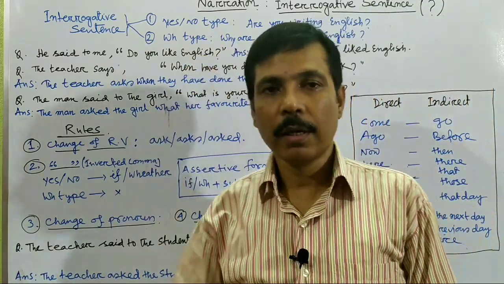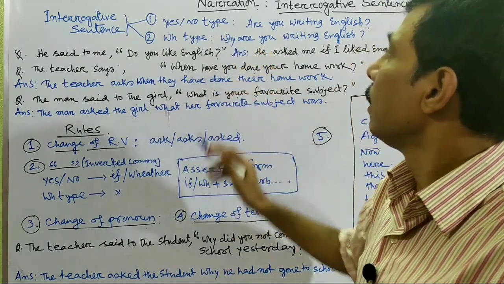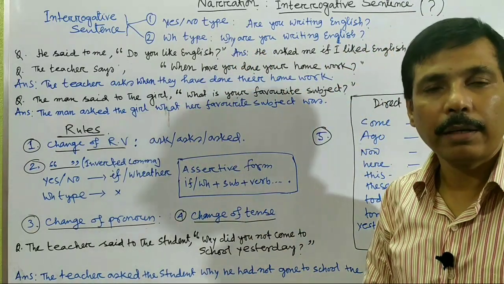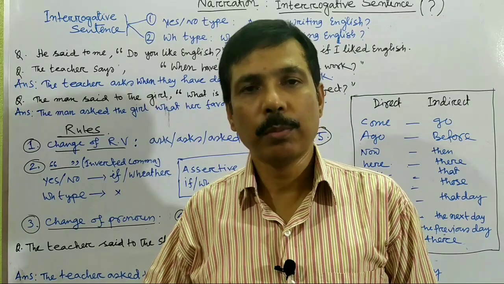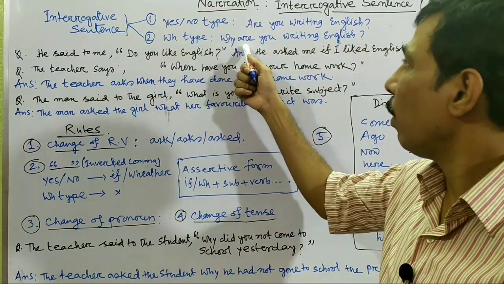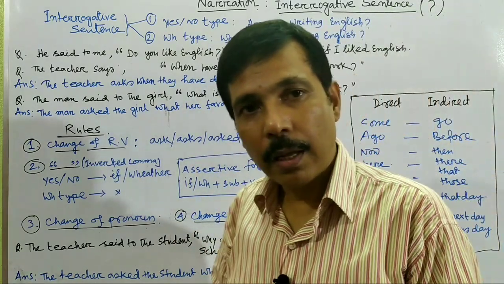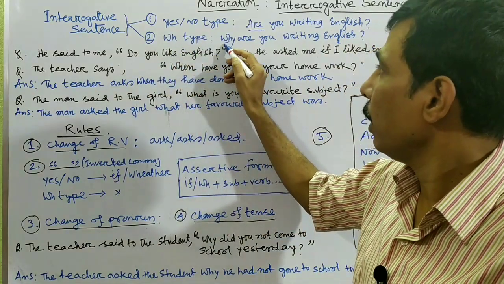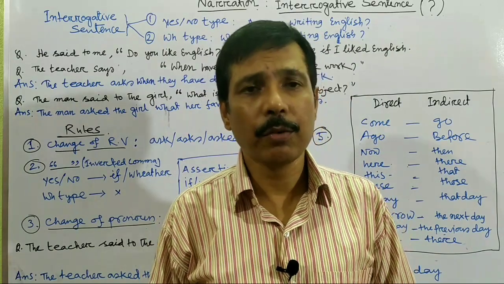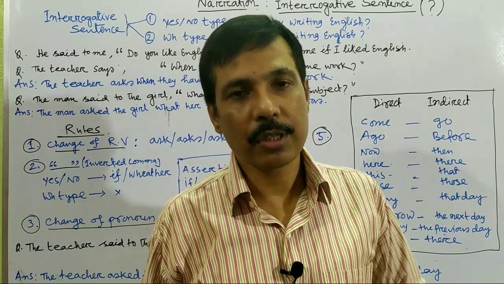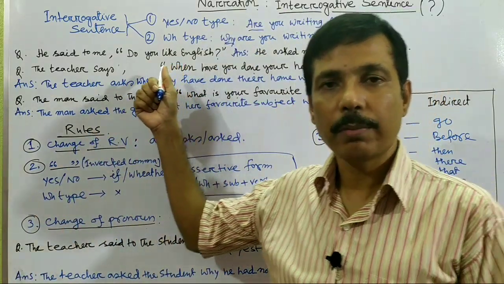And the second type is WH type. That means the question starts with a WH word. Why are you writing English? Here the answer will vary from person to person. So this is called WH type question. The yes or no type question starts with an auxiliary verb, but the WH type question starts with a WH word. I have already made a video on WH words and their uses. I also gave a link in the description box. You can view the video on WH words.